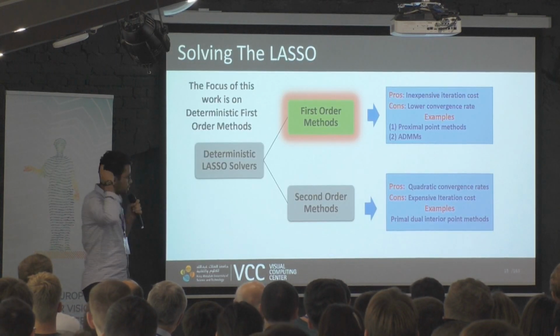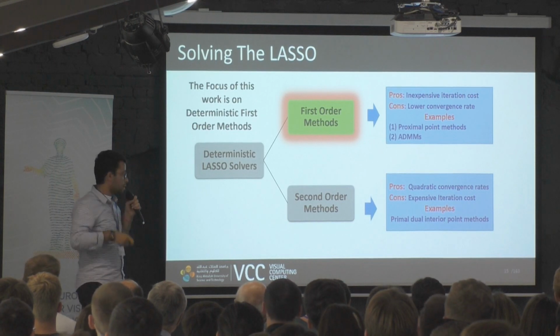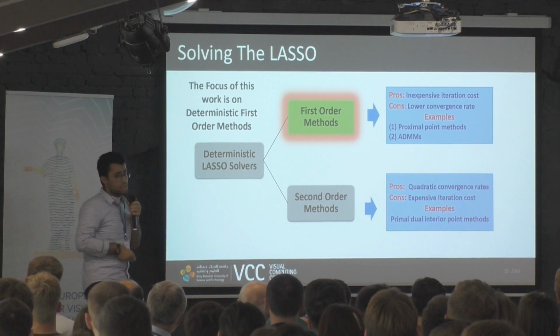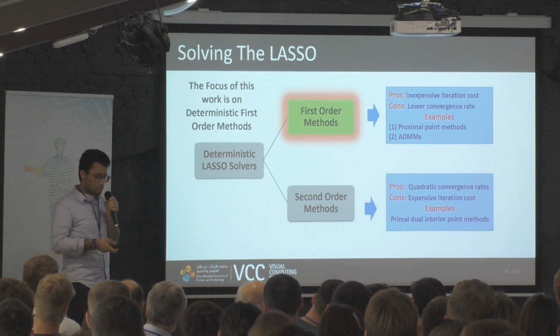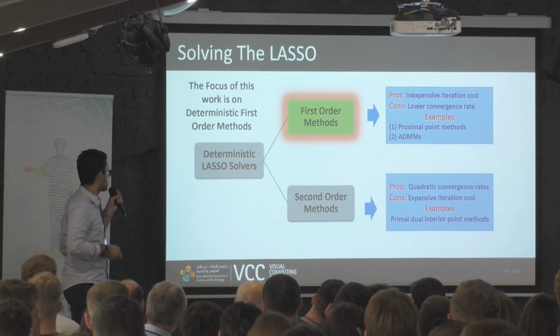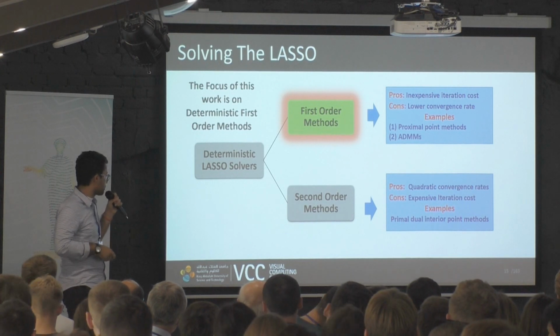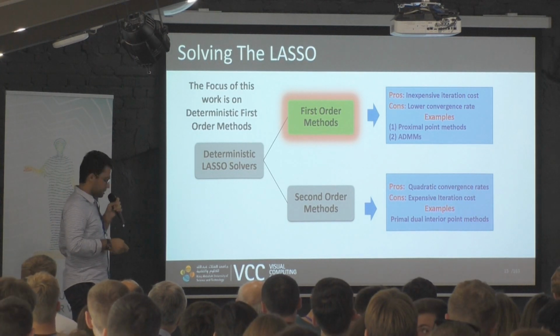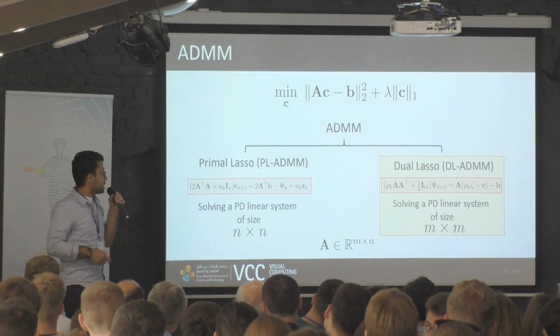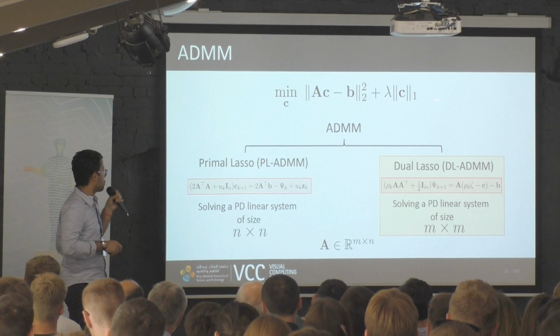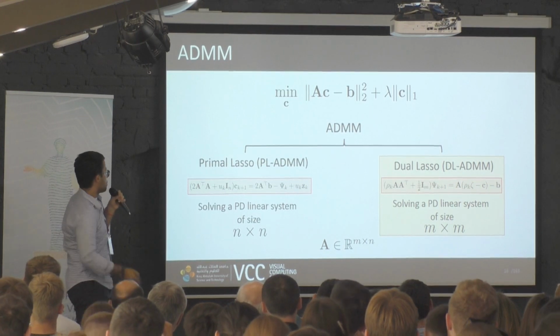So how would we solve such a problem? Well, there exist many ways to do it. What we'll be focusing on today is just first-order methods that are deterministic. So we're not talking about any stochastic algorithm during this part of the talk. And it turns out that one of the best ways to solve this problem is to apply ADMM to the dual problem. So why is this the case?